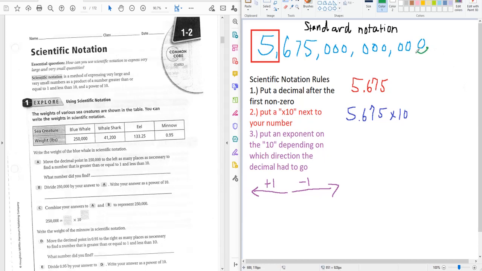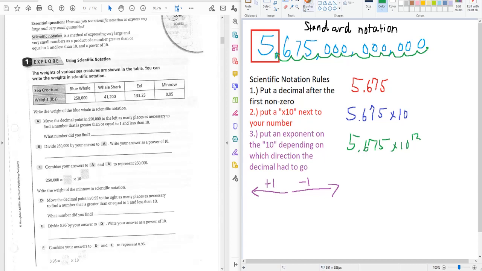So we went 1, 2, 3, 4, 5, 6, 7, 8, 9, 10, 11, 12. We went 12 places to the left. That means we went positive 12 exponent. So the way I would write that is 5.675 times 10 to the positive 12. Okay? We'll do another example, but remember to bring questions to class if you're not really understanding this.